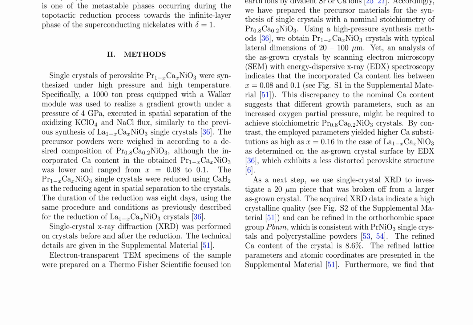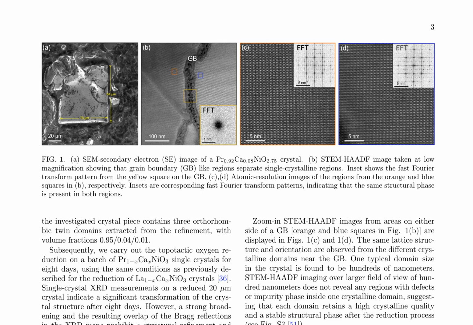oxide materials. In this study, researchers investigate the topotactic oxygen reduction process in Pr1-xCaxNiO3 single crystals. The crystal structure transformation is examined using atomic resolution STEM HAADF imaging and EELS elemental maps. The results indicate a contraction along the 002 axis due to the removal of apical oxygen atoms, leading to the formation of a 4ap times 4ap times 2ap superstructure of perovskite.